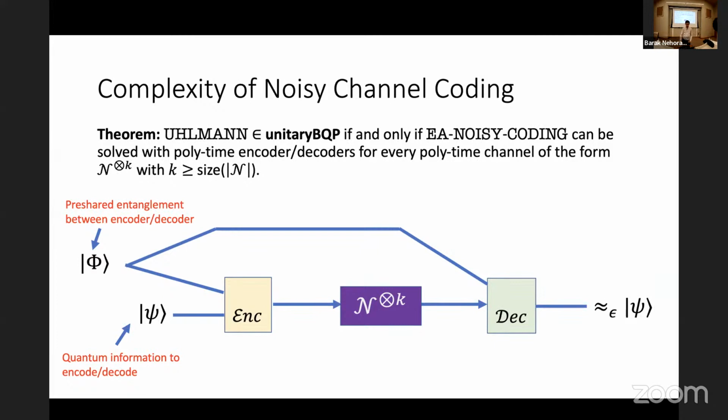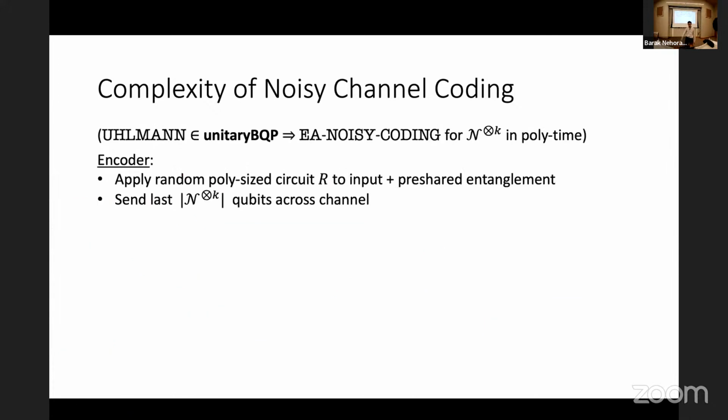And let me just give some cartoons of how you prove this equivalence. So one direction: if Uhlmann is in unitary BQP, then you can actually come up with polynomial time encoders and decoders. Here's what they look like. The encoder is going to pick a random circuit of polynomial size, and it's going to apply this circuit to the input state that you're trying to send across the channel, and also this pre-shared entanglement.